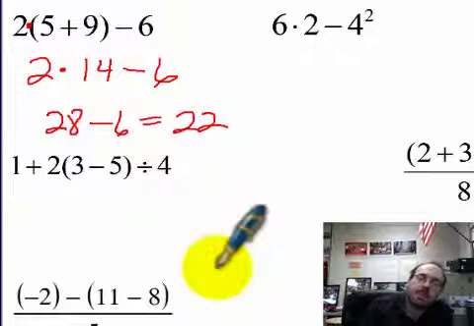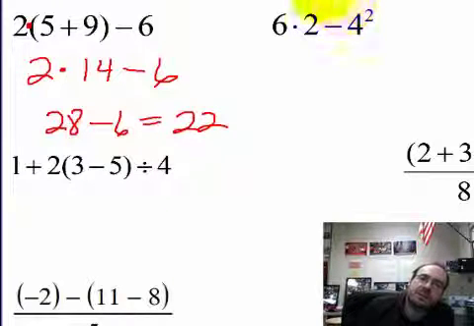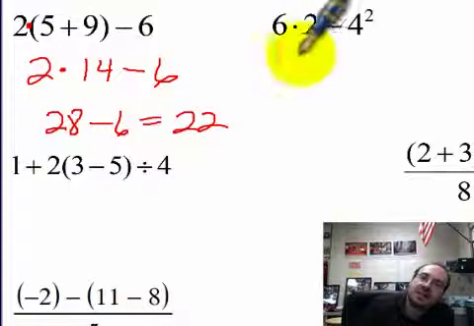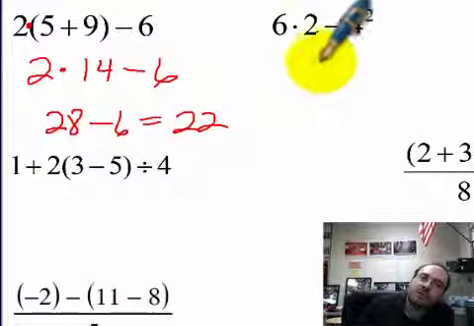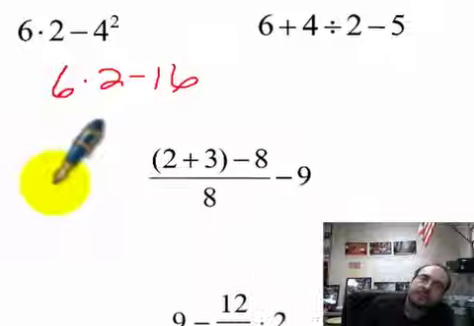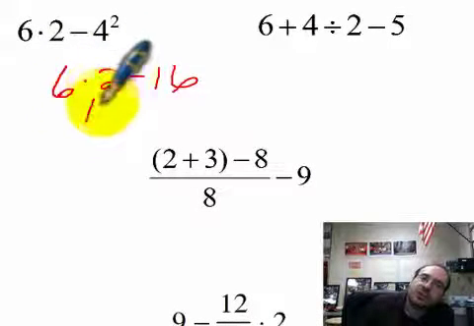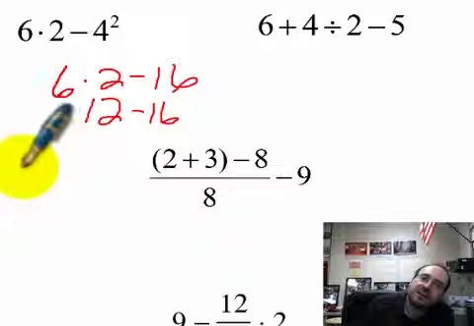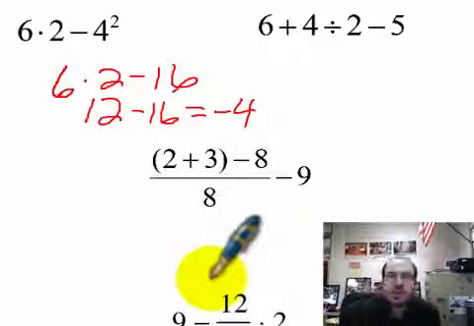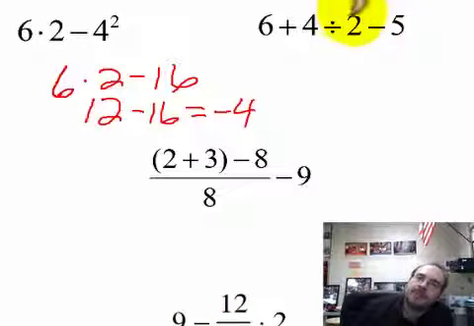Okay? The next one, I have multiplication, subtraction, and exponents. You do the exponents before the other two because the E is before the M and the S. So I do 4 squared, which is 4 times 4, or 16. Then I do multiplication. I get 12 minus 16, which is -4. And if you have trouble with negative numbers, we're going to review how to add and subtract numbers in just a few days, so don't worry about that.